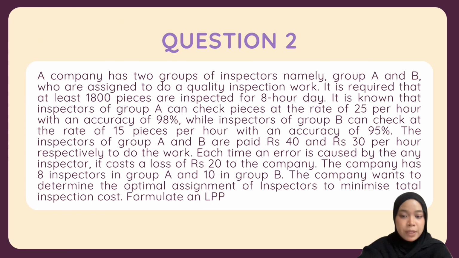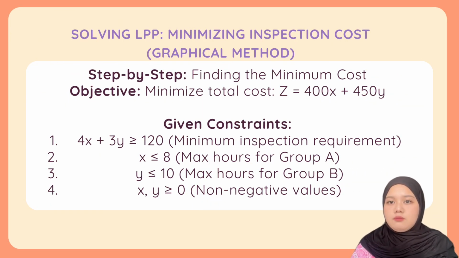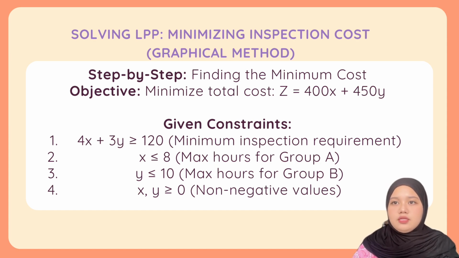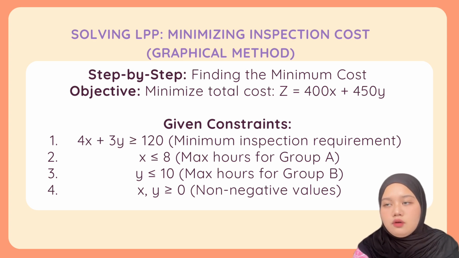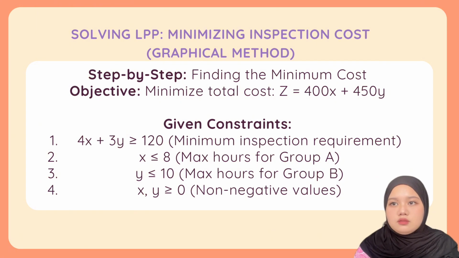Formulate in LPP. Minimize inspection cost; we are finding the minimum cost step by step. The objective is to minimize total cost z equals 400x plus 450y. The first constraint is 4x plus 3y at least 120. Next is x at most 8, which is the max hours for Group A, and y at most 10, which is the maximum hours for Group B. Next is x, y at least 0, the non-negative values.